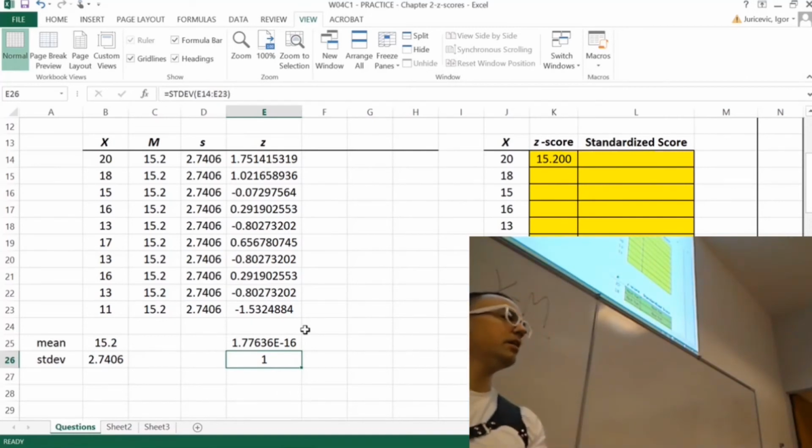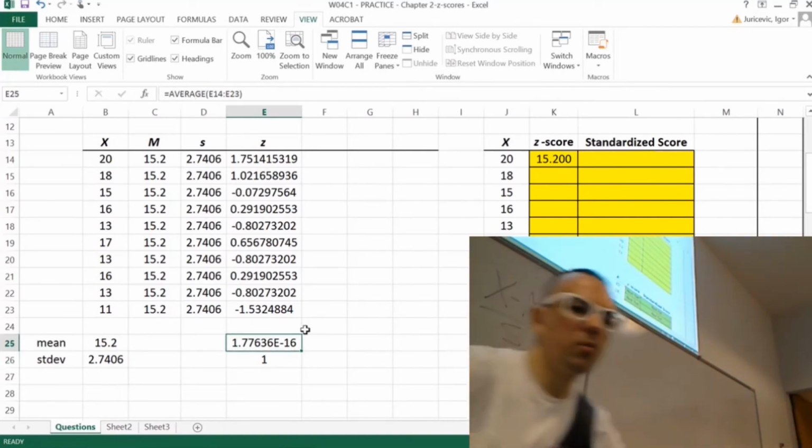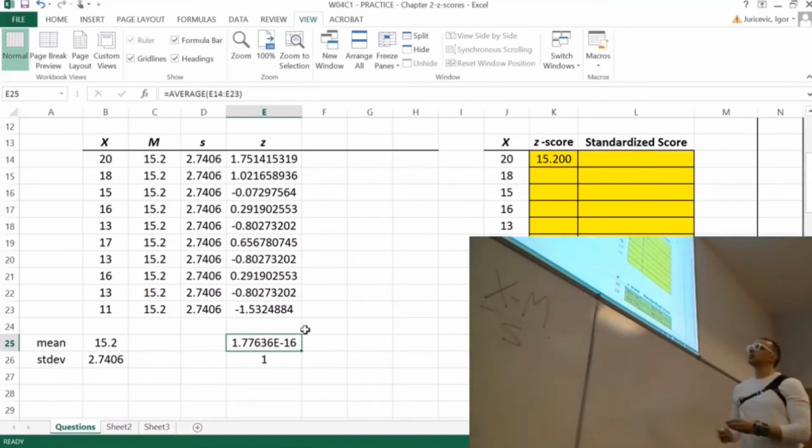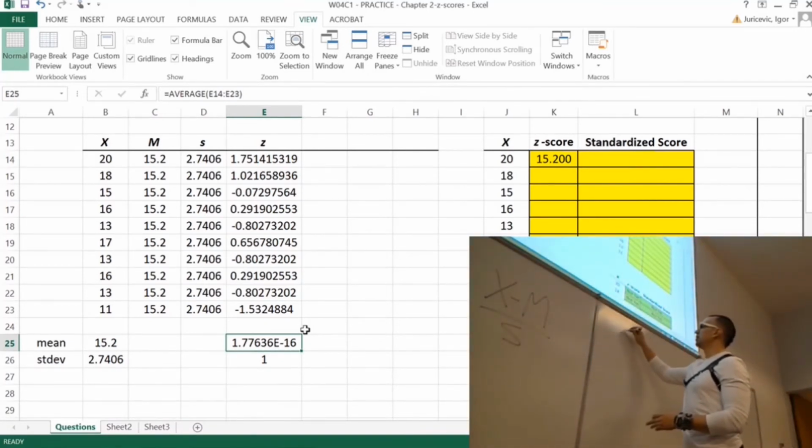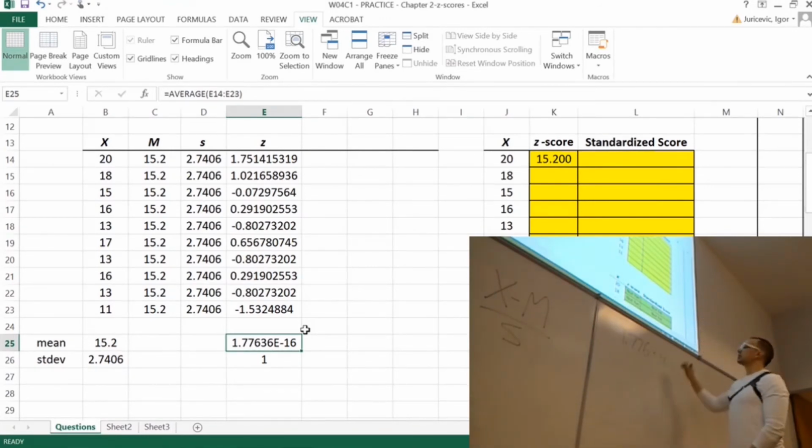This number over here is scientific notation. That number is 1.776 times 10 to the power of minus 16. What that means is that this is 0.1, 2, 3, 4, 5, 6, 7, 8, 9, 10, 11, 12, 13, 14, 15, 16, 1776. All right, that's the number. That is our average. That's about as close to 0 as you're going to get in Excel. Okay, so that's what you're looking for.